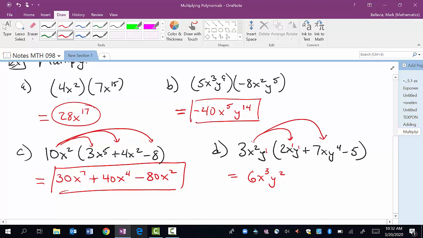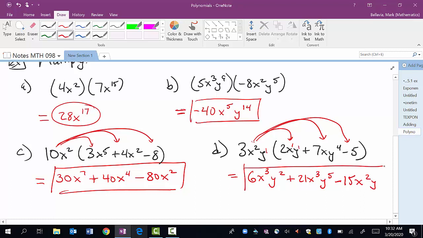Distributing through, positive 3 times a positive 7 gives us a positive 21. X squared times x to the 1 makes this x to the third power, remember, because 2 plus 1 gives you the 3. And then y times y to the fourth makes this y to the fifth, because 1 plus 4 gives you 5. And then distributing to the last term, 3x squared y times a negative 5. The 3 times negative 5 makes that negative 15. The x squared and y don't have any similar bases to be multiplied by, so they'll just say x squared y right after it. And that gives us our answer.